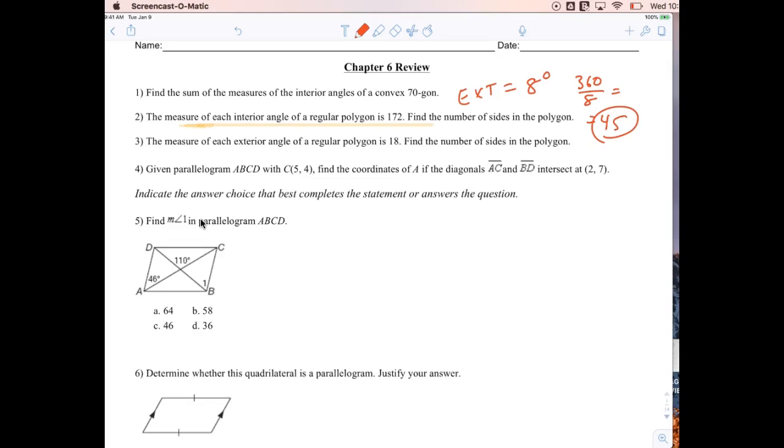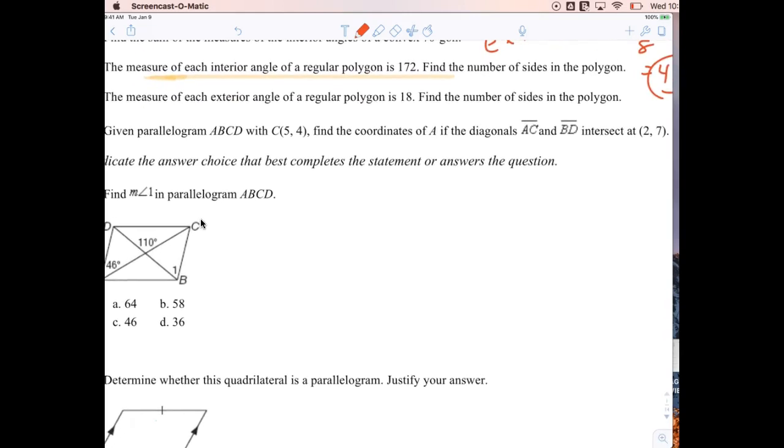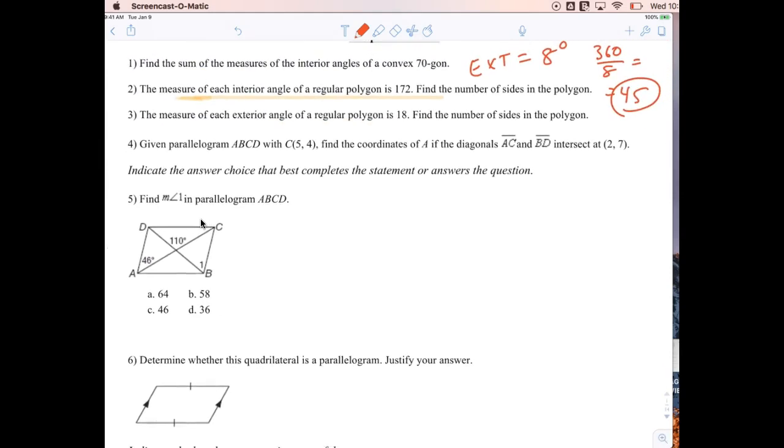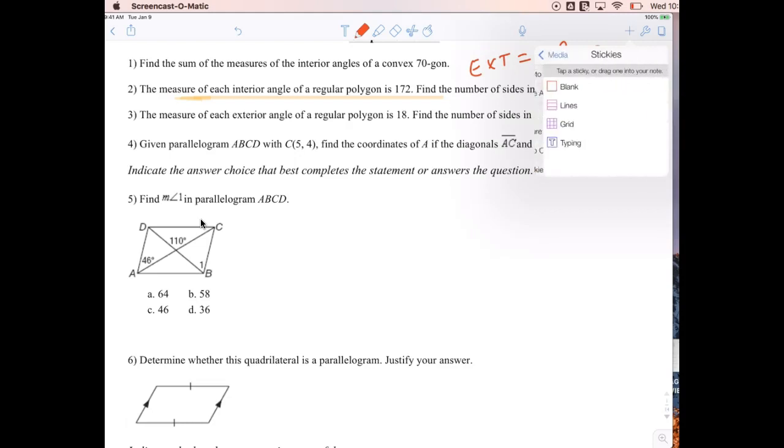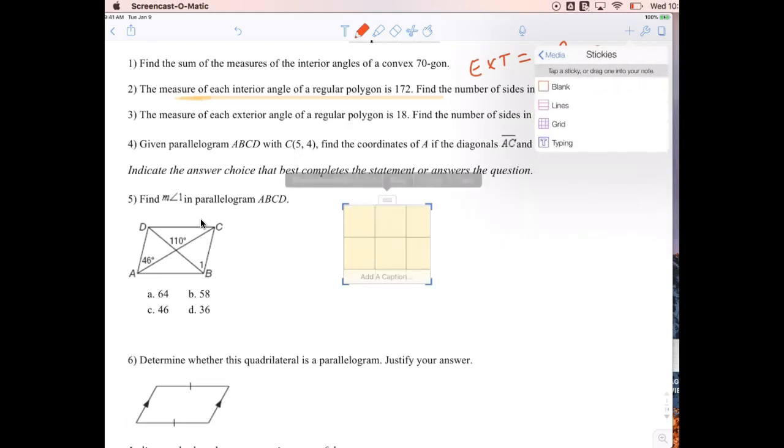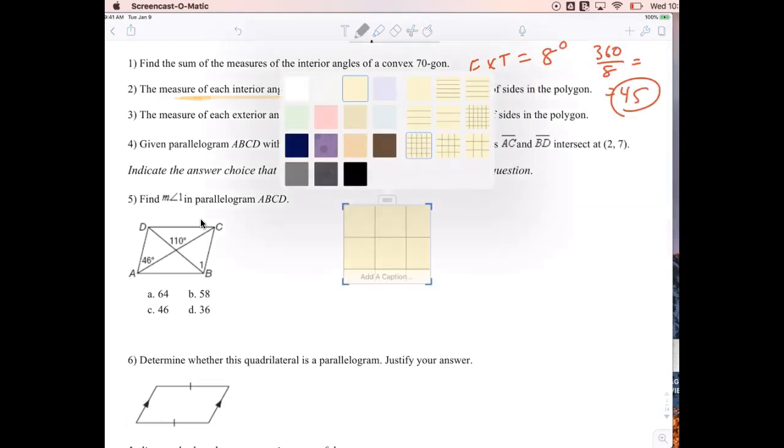Number 4, given parallelogram ABCD and C is (5, 4), find the coordinates of A if the diagonals AC and BD intersect at (2, 7). So on this, I think the best thing to do is just kind of draw it out. I think that would be good. You can see it better.